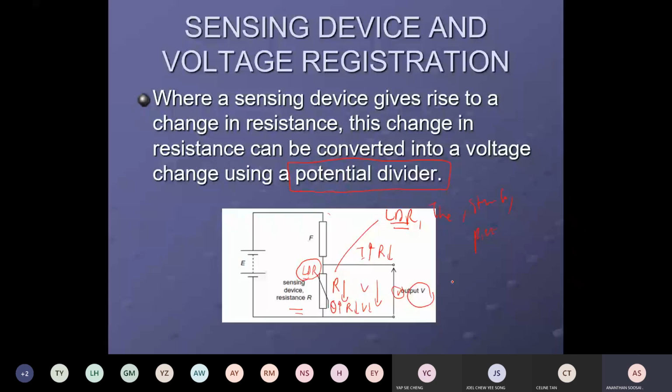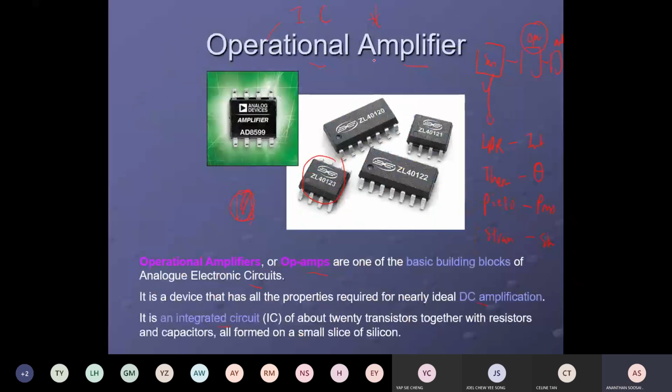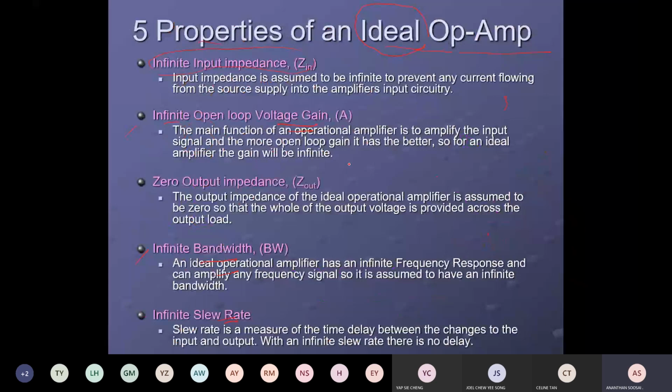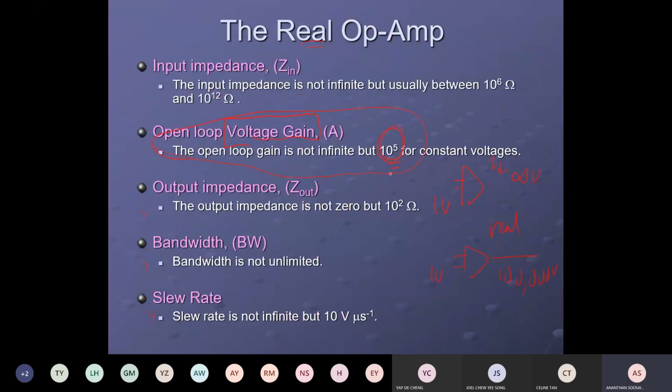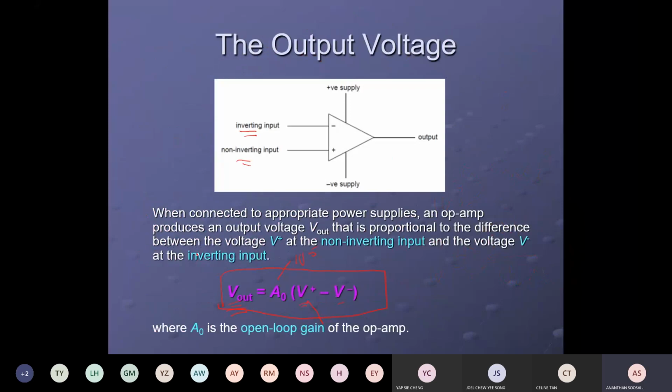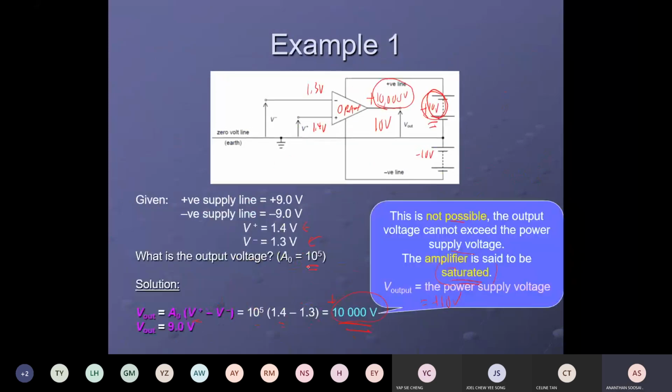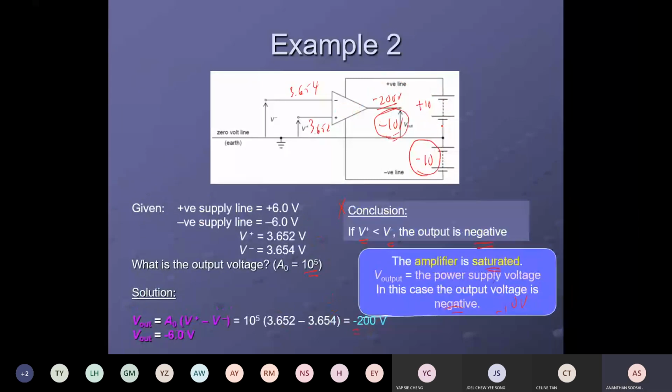Then you learned about the operational amplifier. What is an operational amplifier made of? Made of 20 over transistors, and this is how the circuit symbol looks: 2 inputs, 1 output, and it has 5 special characteristics, 4 infinite, 1 zero. You must know at least 3. But in the real one, the gain is only 10 to the power of 5. And we get to know this is the formula used by the op-amp. And the op-amp can saturate: the output can saturate if it is greater than the power supply. Okay, that's what you learned today. Any questions?